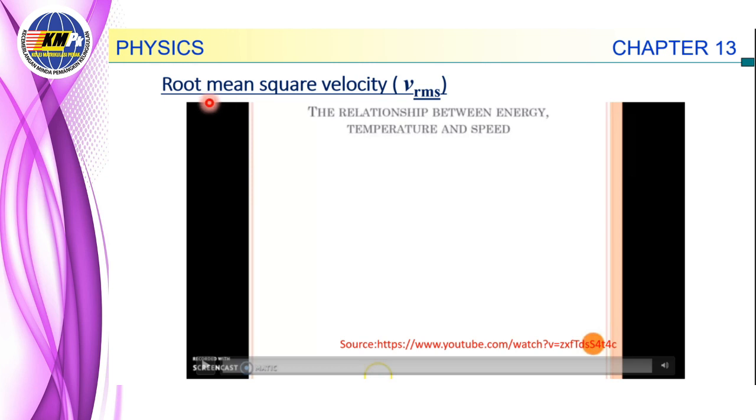Okay, last but not least, we will discuss the importance of root mean square velocity, or VRMS, in this chapter. As we know, gas molecules move at different velocities at different temperatures. In order to obtain an effective velocity for a gas molecule, we have to take the value of the root mean square velocity, or VRMS, instead of average velocities or maximum velocities of a molecule, because at the final stage we will calculate the kinetic energy of the gas molecule and we are going to use VRMS.